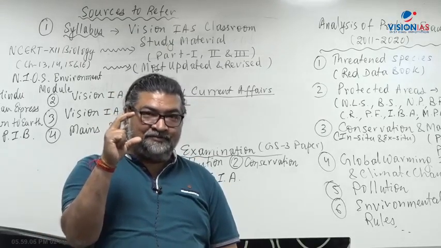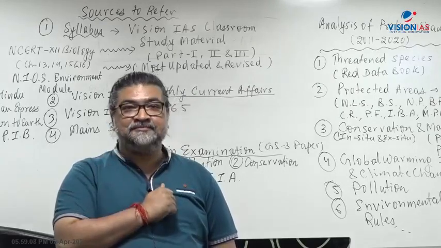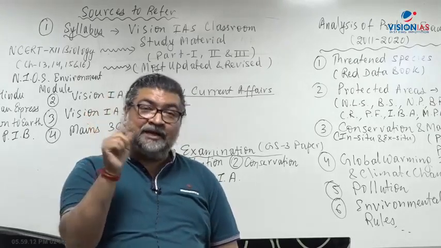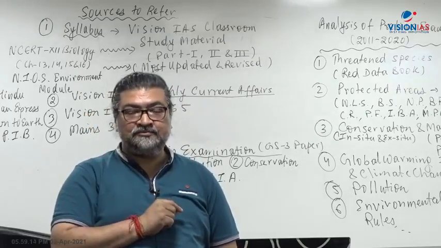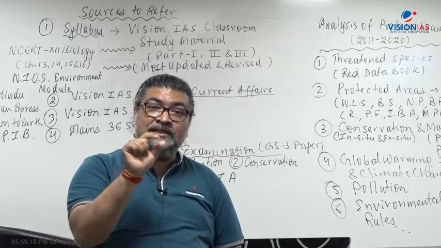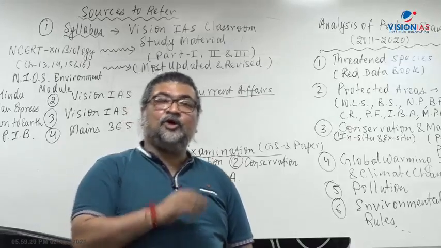In Vision monthly current affairs, you have a box there. Whatever is given in the box about that news, that becomes important. When you read newspaper current affairs, you have to underline the keywords. Or I'll suggest one thing.